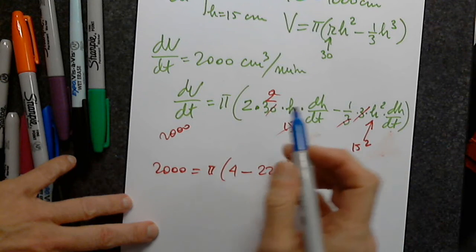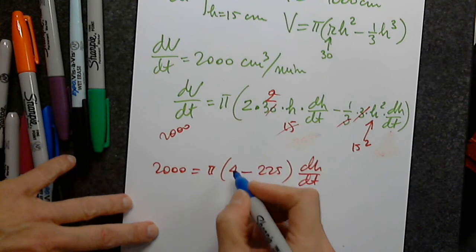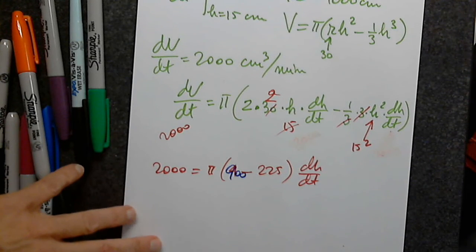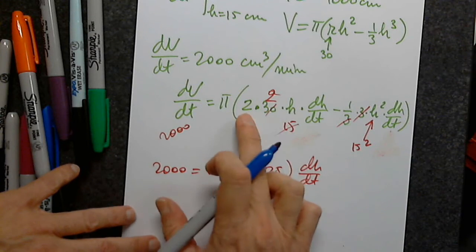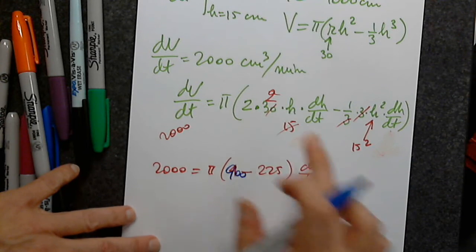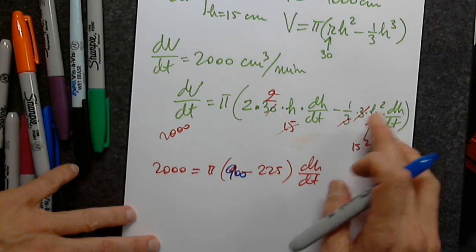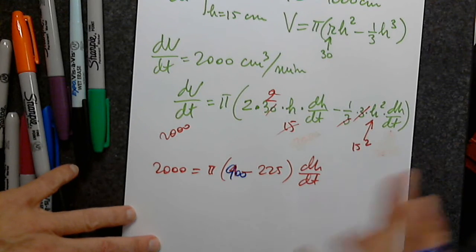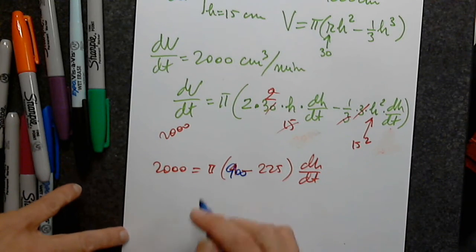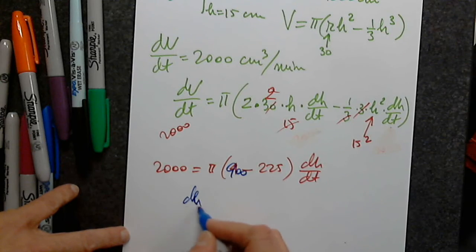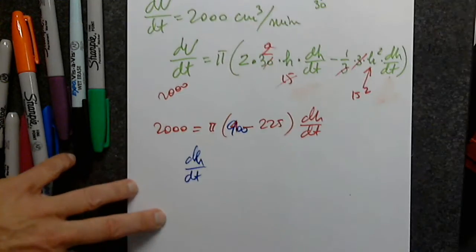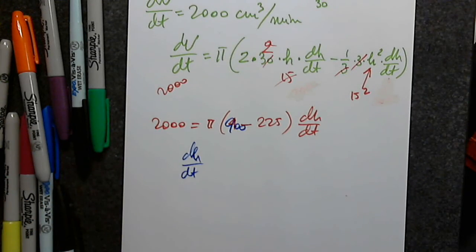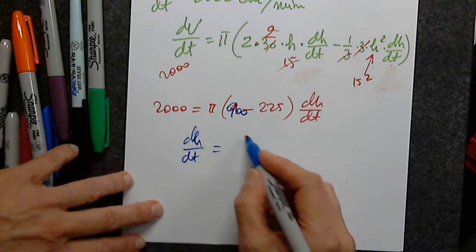Okay. So this is 30 times 30, which is 900. So 2 times 15 is 30. 30 times 30 is 900. And then 15 squared, that's correct. Here I have to simplify. I think the rest is fine. So the dh over dt. I would have gotten a negative answer, and I would have pulled my hair.